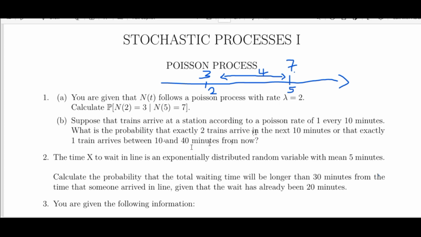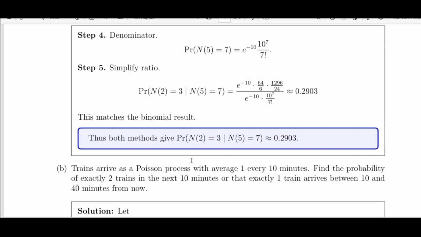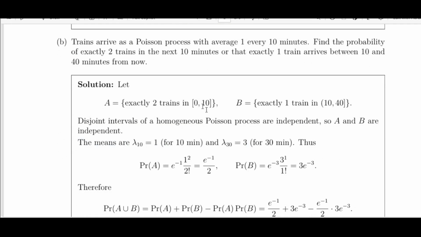So let's look at the solution in detail. We have exactly 2 trains in this interval, from time 0 to 10. Let's make that event A, and event B is going to be 1 train from time 10 to time 40.